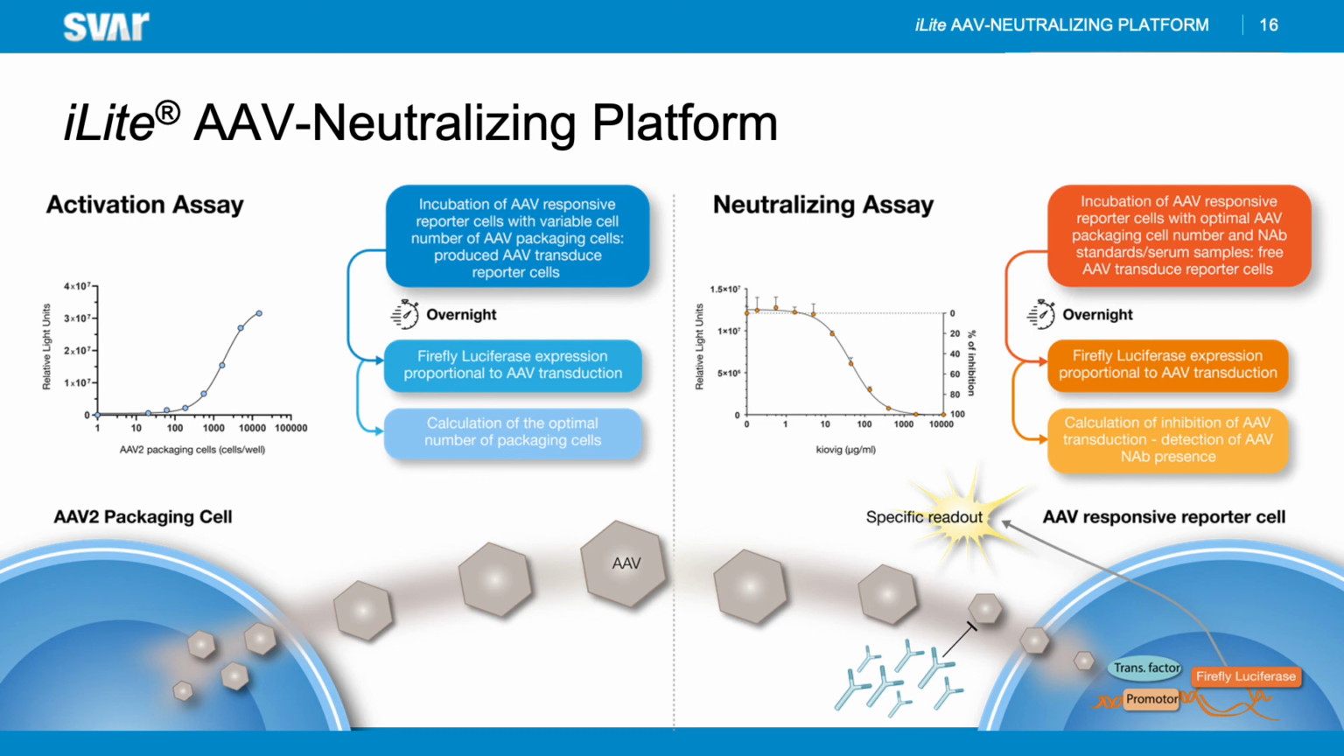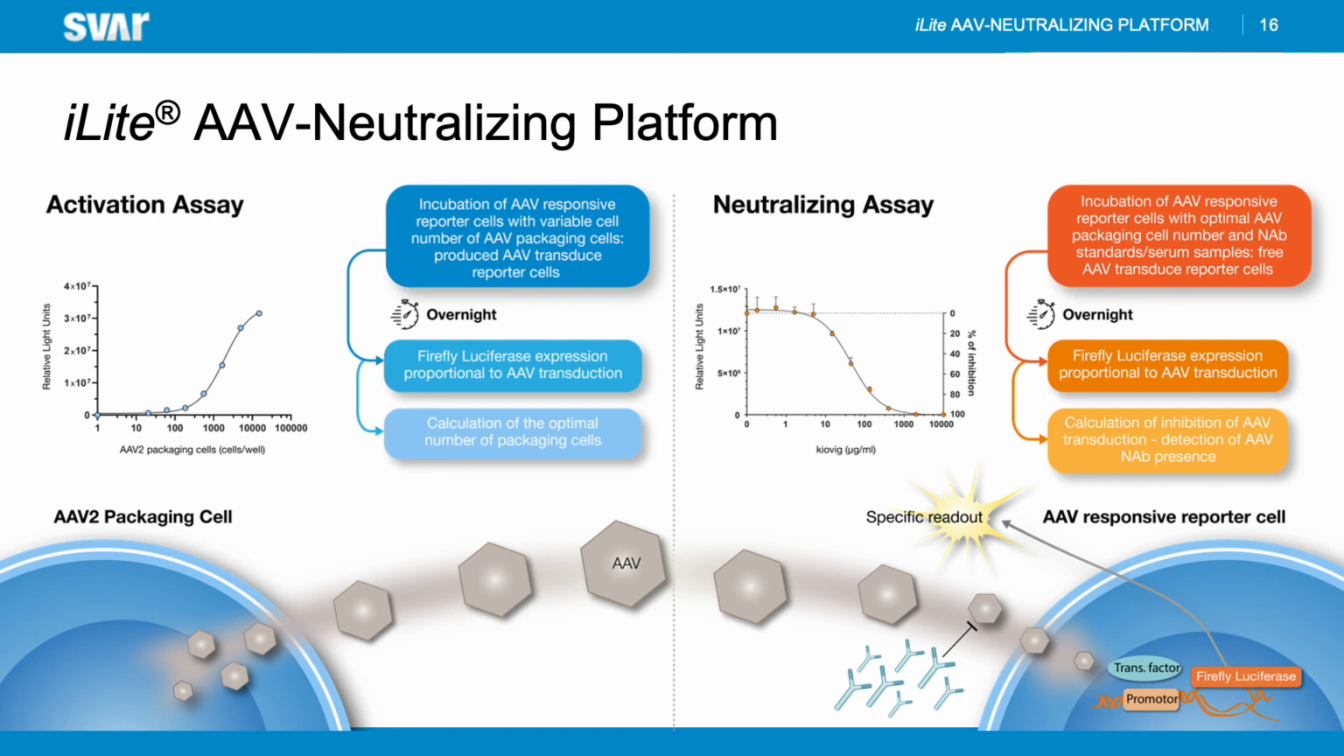On the left-hand side, you can see the process for the titration of packaging and reporter cells. I will show this step in more detail on my next slide. Once the optimal ratio of packaging and reporter cells has been identified, the neutralizing assay can be performed.